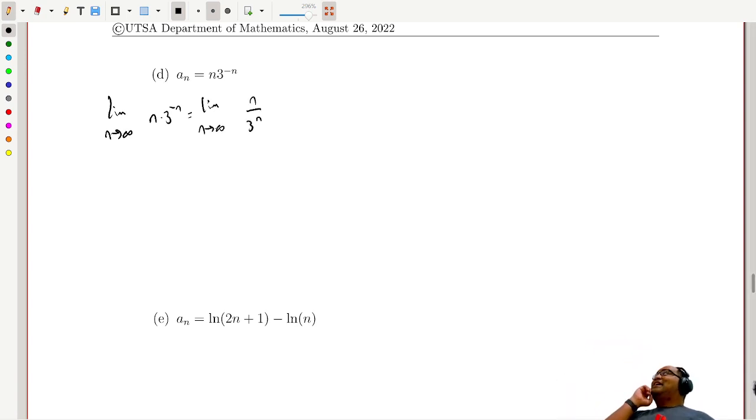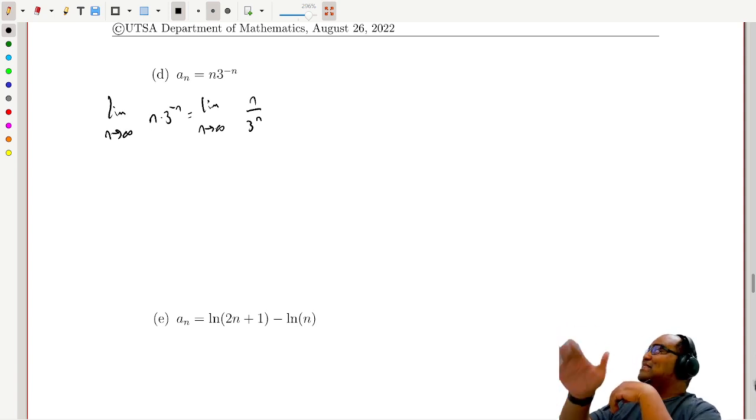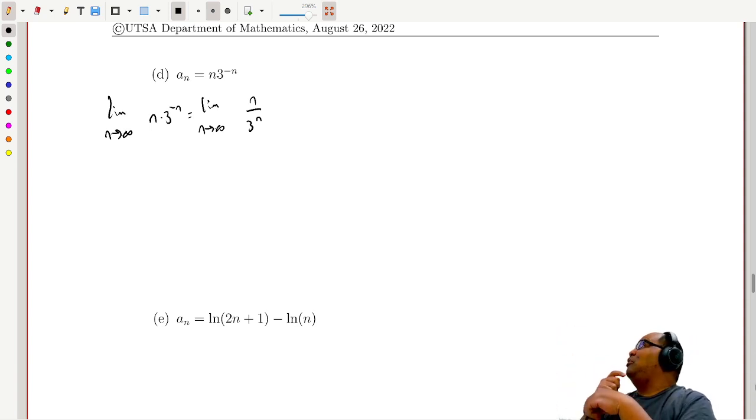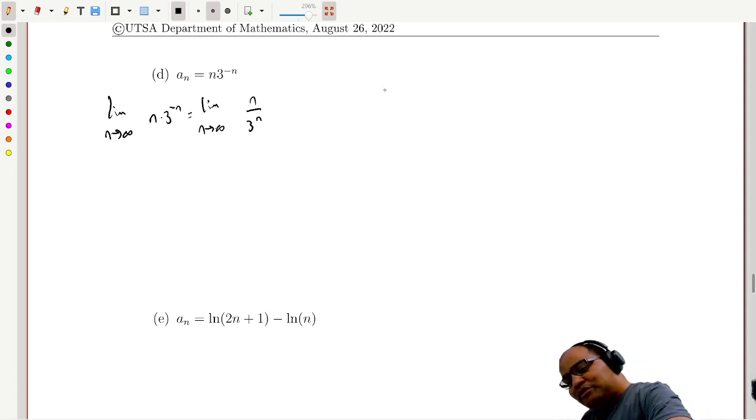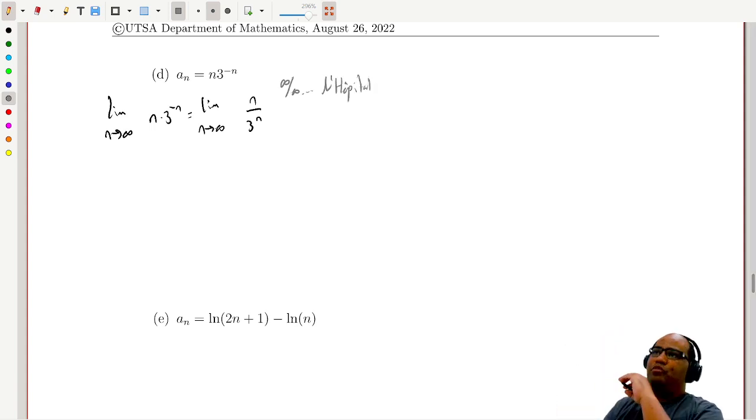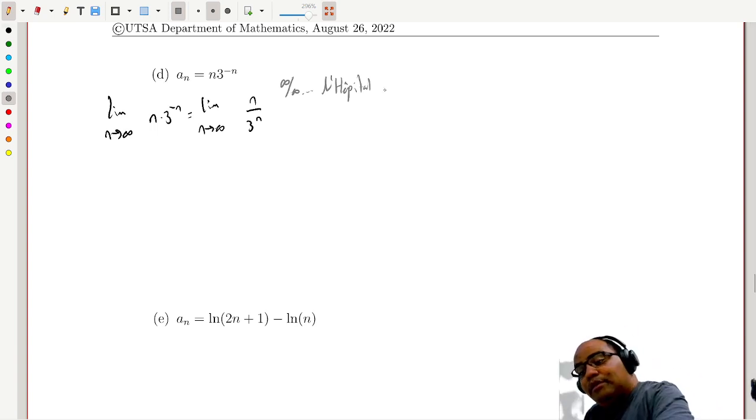All right, now let's think. I have infinity over infinity. So I should use L'Hopital. Now, if you're clever enough, you should be able to see that this limit is going to be 0, but we'll show it with L'Hopital. So let's make that note here. We have infinity over infinity, L'Hopital. We're going to use the rule of L'Hopital here.